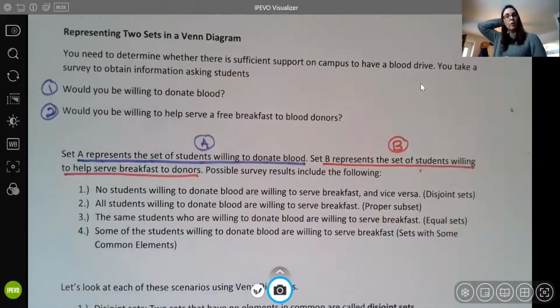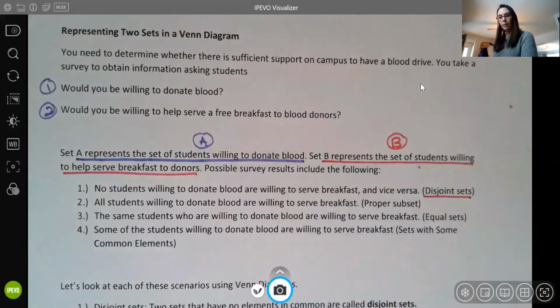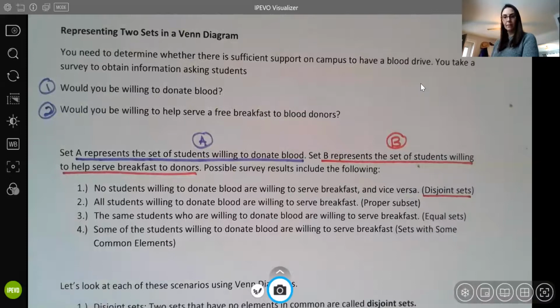Well, basically there are one of four things that could happen, right? So either no students are willing to donate blood who are also willing to serve breakfast, and vice versa. You have some students who say, yep, I'll donate blood. You have some students who say, yep, I'll serve breakfast. But those two groups are totally separate. There's nobody who is willing to do both. So this is an example of disjoint sets. And we'll see a picture of that in a second.